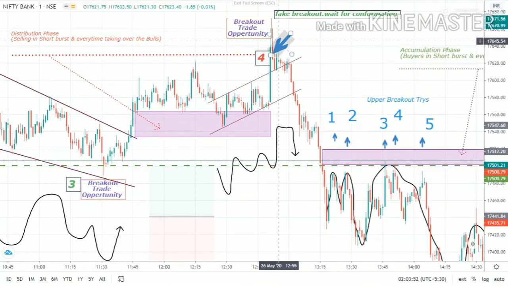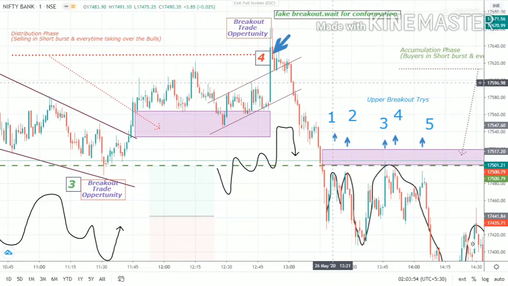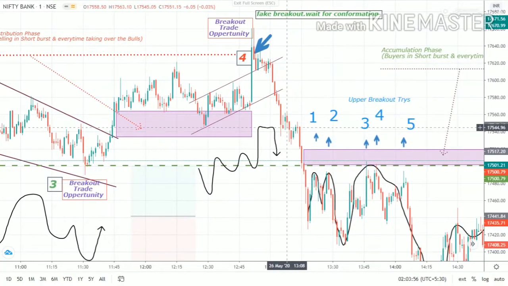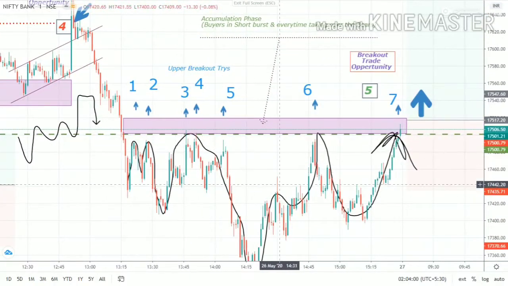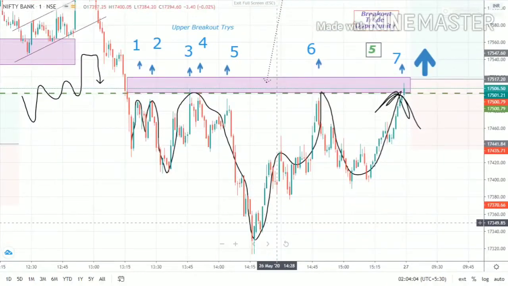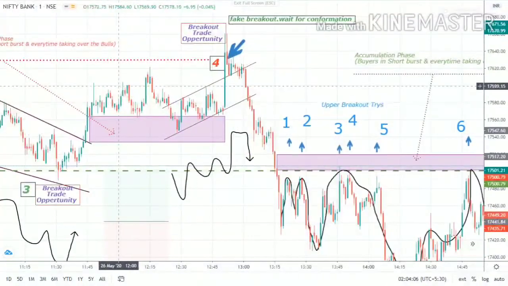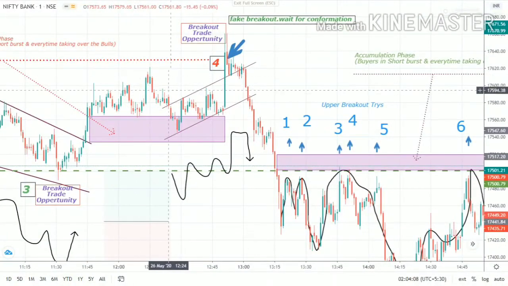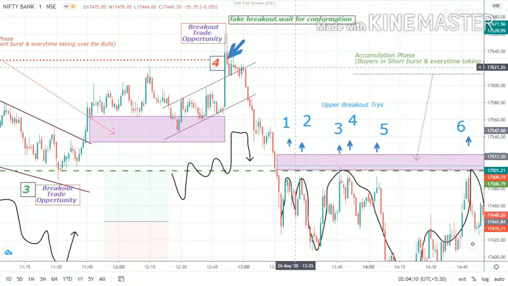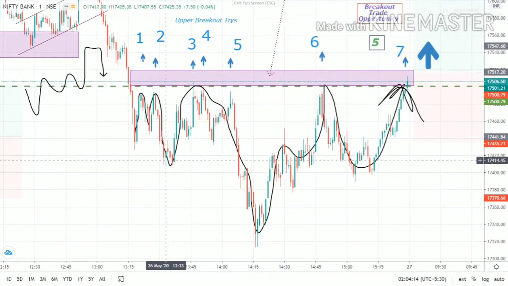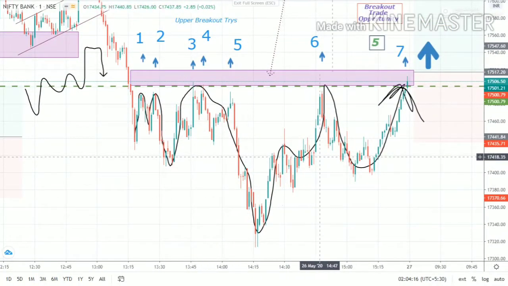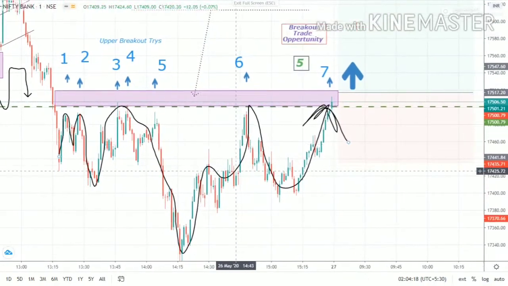But if it breaks the range, then what happens? Then it will shoot up. Means at 27th May it will shoot up. Why? Because you can clearly see after a zigzag pattern it goes to lows. Why lows? To fool the retail traders. After that it goes up again, it touches the support, the resistance, and again it goes down.